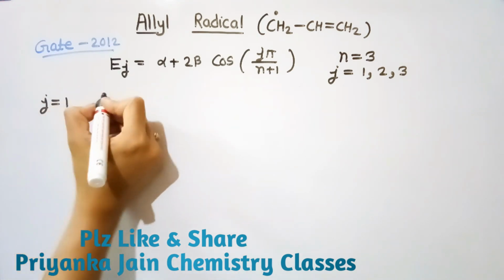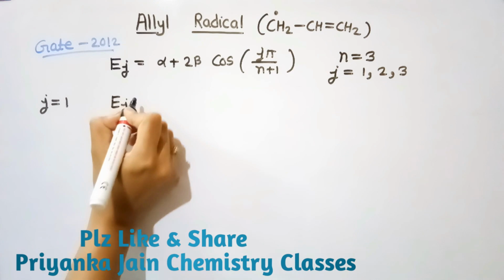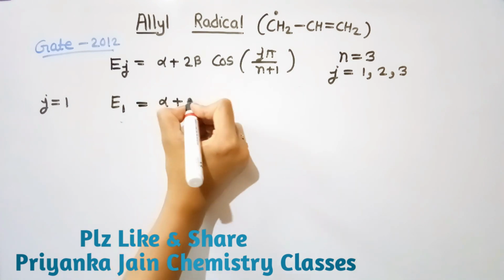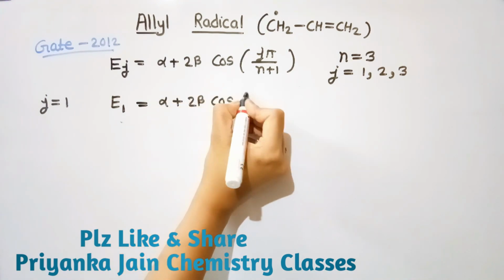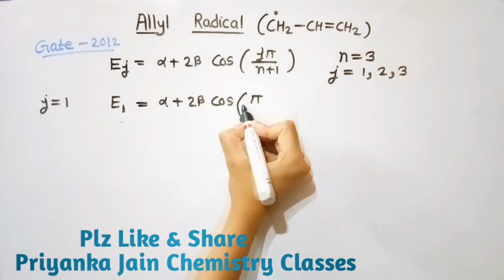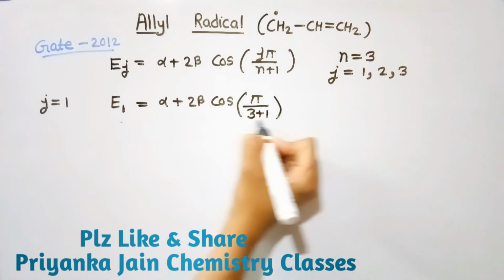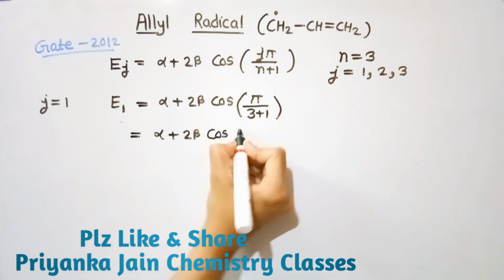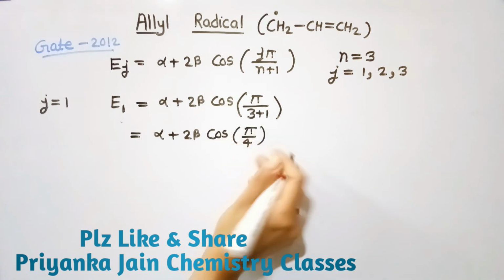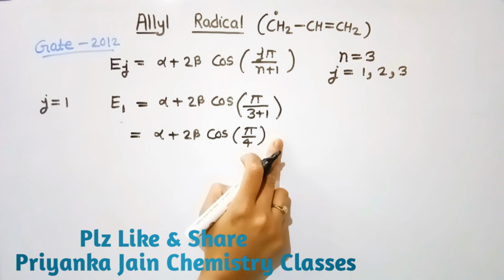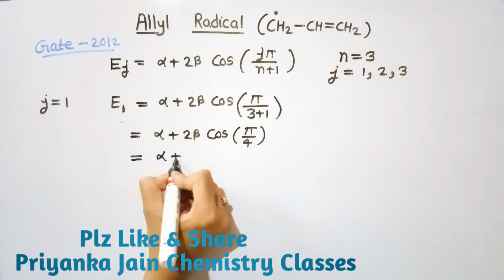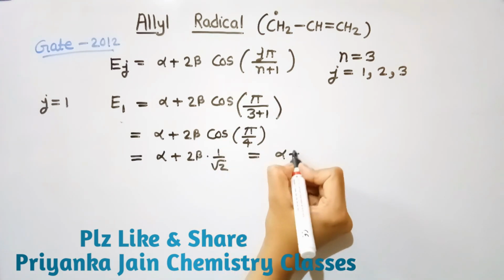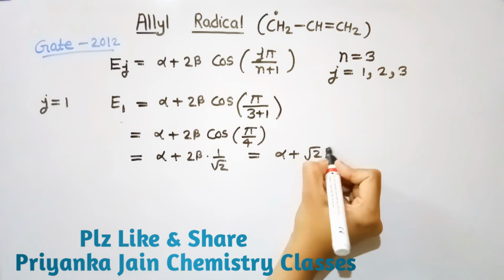So see here, when j is equal to 1, our value of Ej, it means E1, we can write here E1. So E1 will be equal to alpha plus 2 beta cos 1 into pi upon 3 plus 1. So alpha plus 2 beta cos pi by 4. Pi by 4 means cos 45 degree and its value is equal to 1 by root 2. So we can write here alpha plus 2 beta into 1 by root 2. So this value is equal to alpha plus root 2 beta. This is our one level.